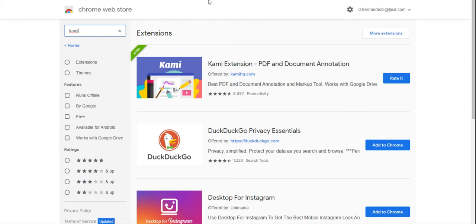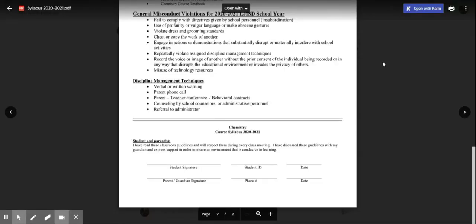Okay. And then after you've downloaded Kami, hold on, give me a second. Let me switch you back. Okay, here. Once you're back, all you got to do is, you see how it says open with Kami? You're going to click on that blue box. It's basically going to take that PDF that we had and put it into Kami.